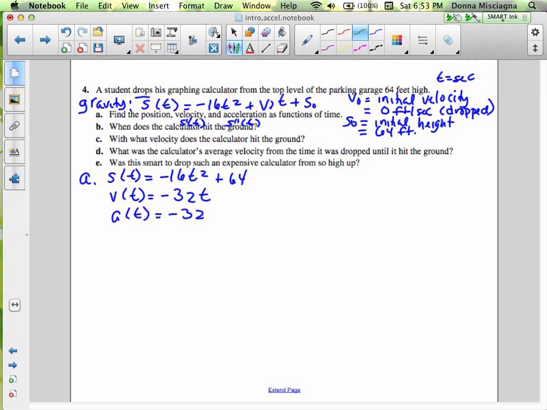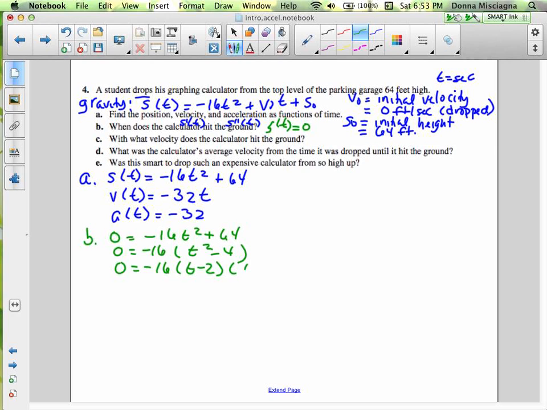All right, B, when does the calculator hit the ground? So we want to know when s of t equals 0. Nice, easy equation to solve here. 0 equals negative 16t squared plus 64. Let's factor out the greatest common factor, which is negative 16. So we have t squared minus 4. Well, that's an easy factor. So negative 16 times t minus 2, t plus 2.